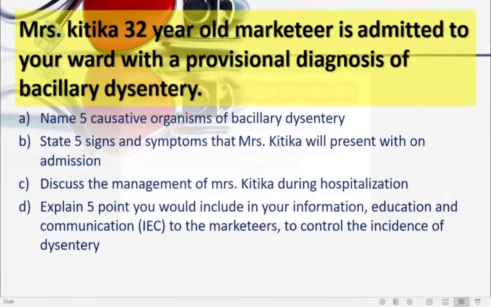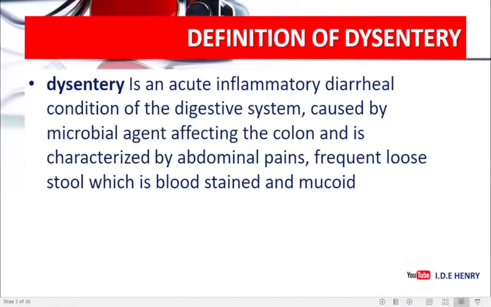Let's start with answering the question. Question A. Define dysentery. So dysentery can be defined as an acute inflammatory diarrheal condition of the digestive system caused by a microbial agent affecting the colon and is characterized by abdominal pains, frequent loose stools, which can be stained bloody and mucoid. So that's how you define dysentery.